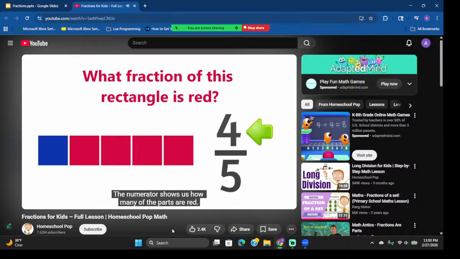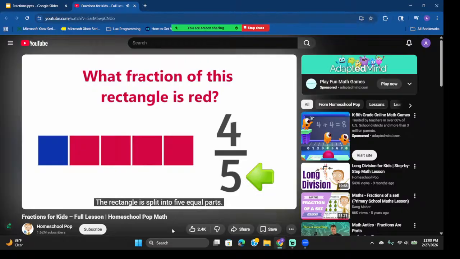The rectangle is red. Awesome. The numerator shows us how many of the parts are red. 4 of the pieces are red. The denominator shows us how many total parts the rectangle is split into. The rectangle is split into 5 equal parts. 4 out of 5 parts are red. That means 4/5 of the rectangle is red.